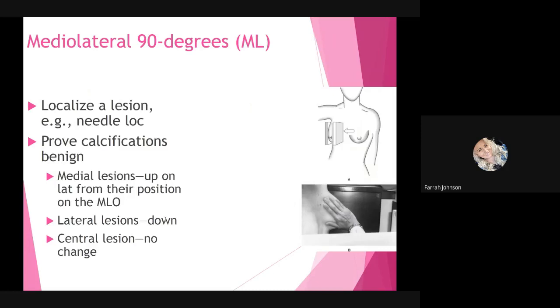Okay, so first we're going to discuss our 90-degree medial lateral or ML projection. This is going to be used to localize a lesion, for example, during a needle localization. This is going to prove that calcifications are benign. So for example, medial lesions are going to be up on the lateral from their position on the MLO, whereas lateral lesions are going to appear down from their projection on the MLO. And then lastly, central lesions are going to show no change within the breast.